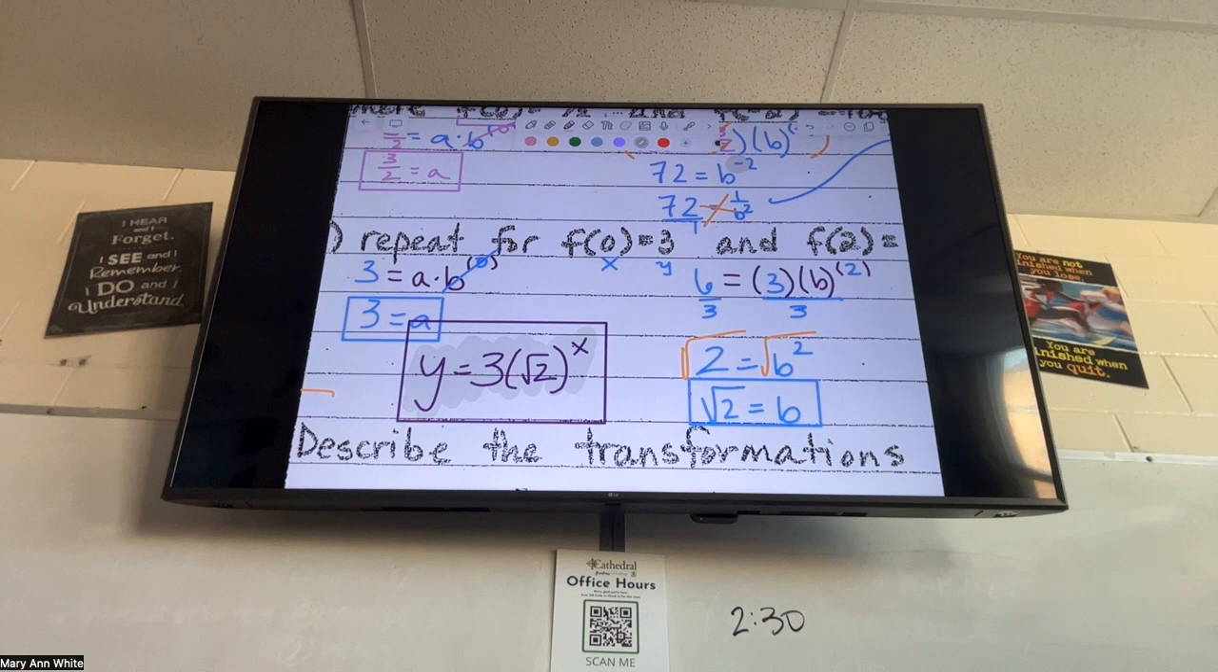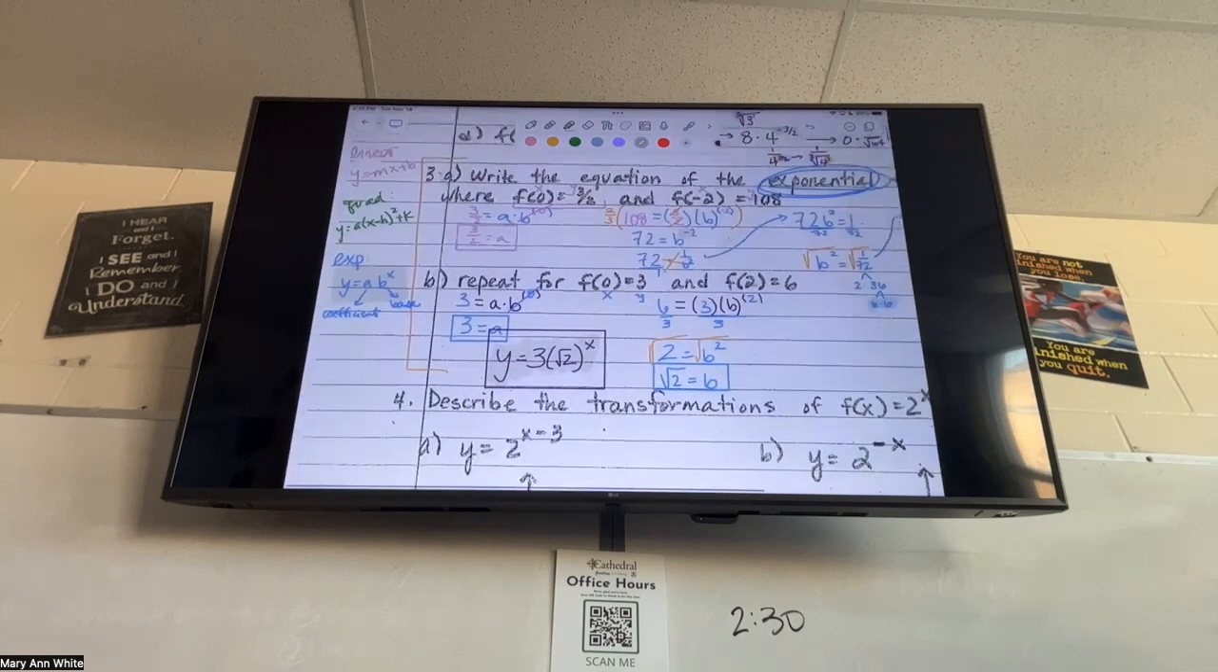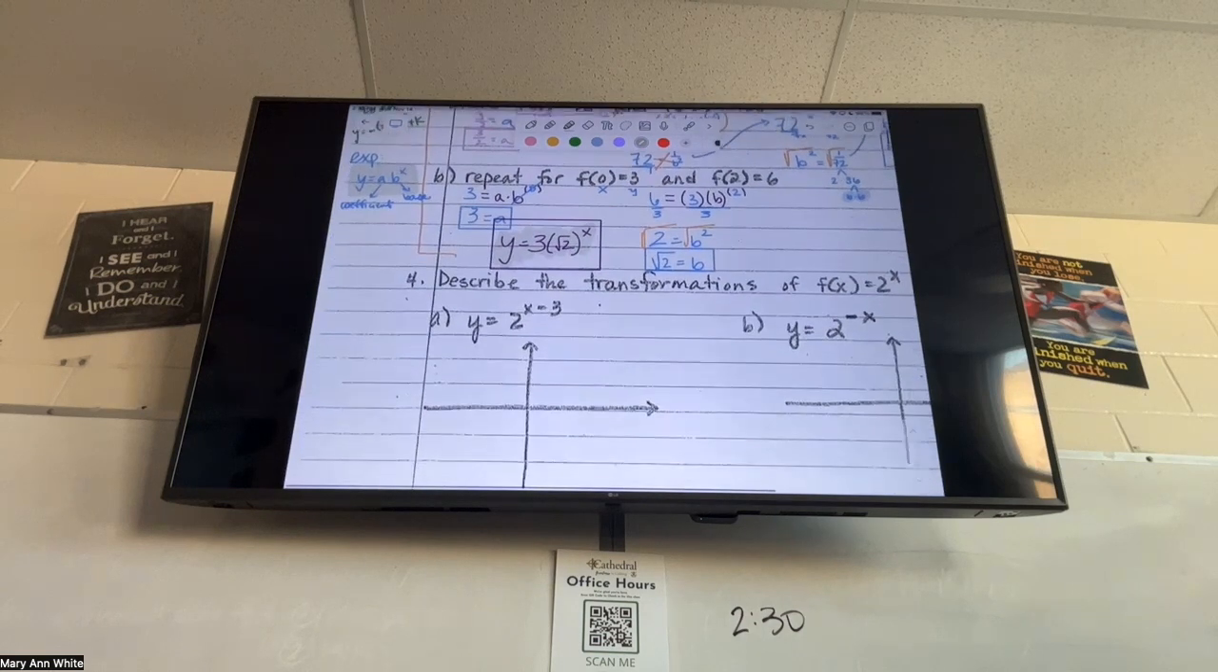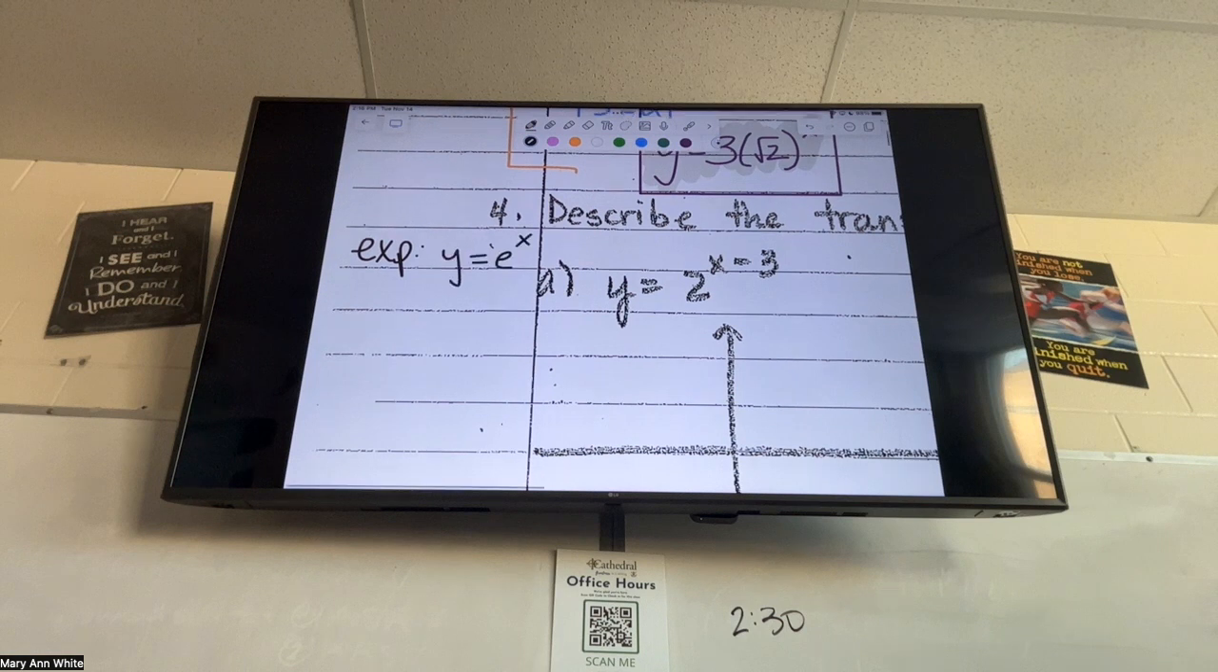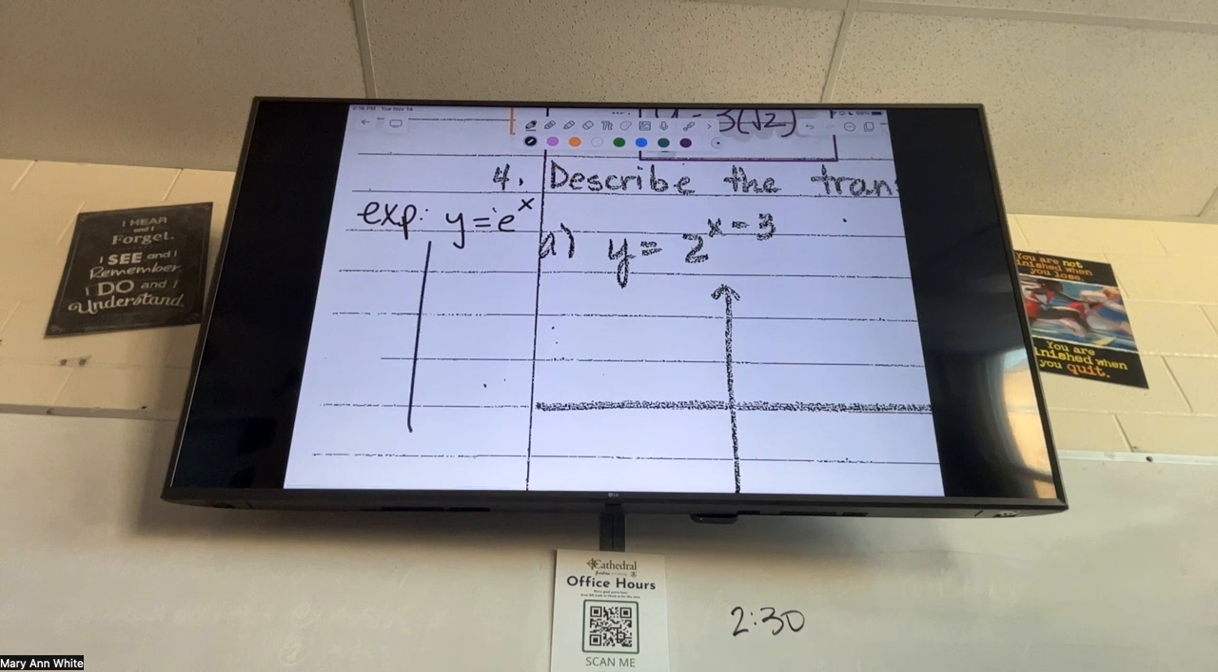All right, feeling okay? Okay, last problem we're gonna do is number 4. We're gonna do some transformations. Before we do some transformations, we gotta remind ourselves what the basic exponential graph looks like. Do you remember from your BFF graphs, what was the equation of our exponential BFF? Y equals e to the x, right? And do you remember what that graph looked like?